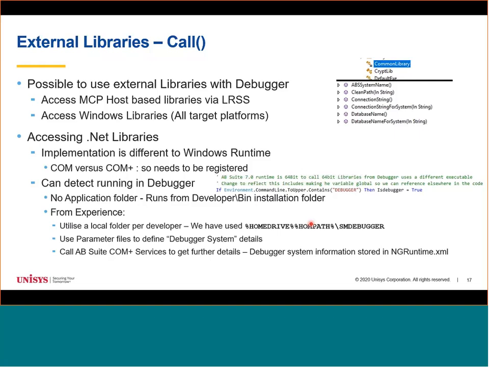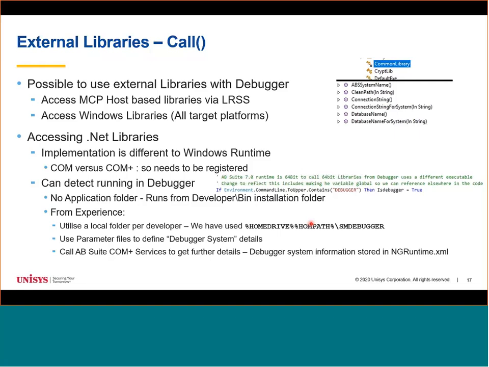So one of the things we've done for some of the libraries we've created for clients is we've invented essentially a local folder. The one we used was home drive, home path, SM Debugger. So %HOMEDRIVE%, %HOMEPATH% are two variables that are defined on a Windows platform, so we don't need to know where they are. We just know they'll be unique for each individual developer.